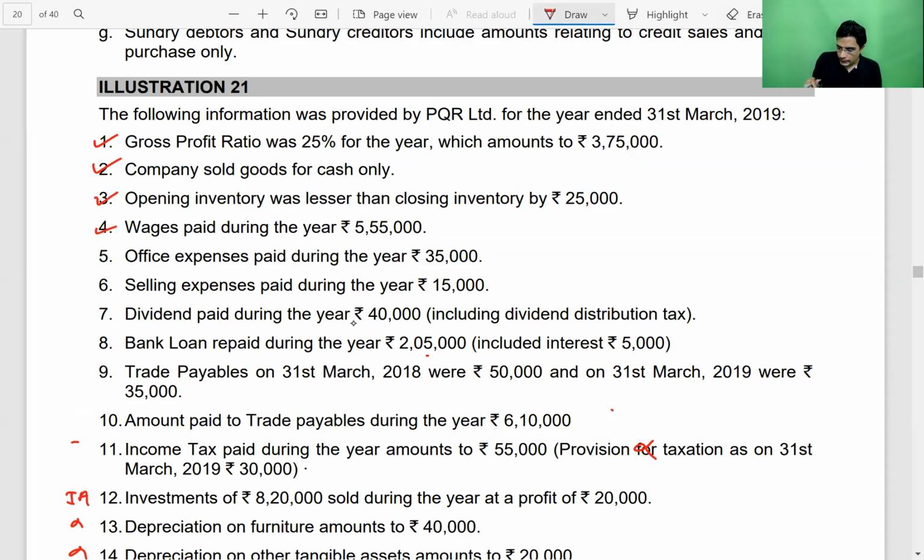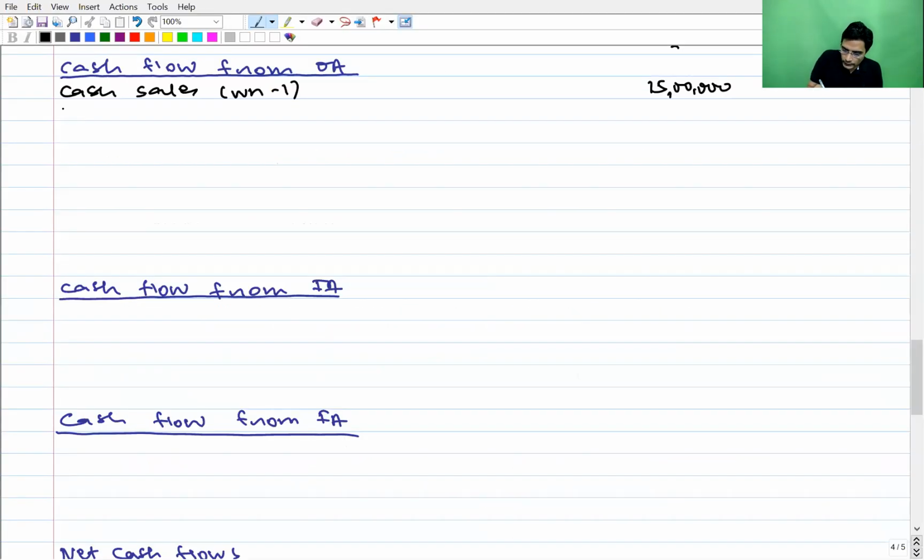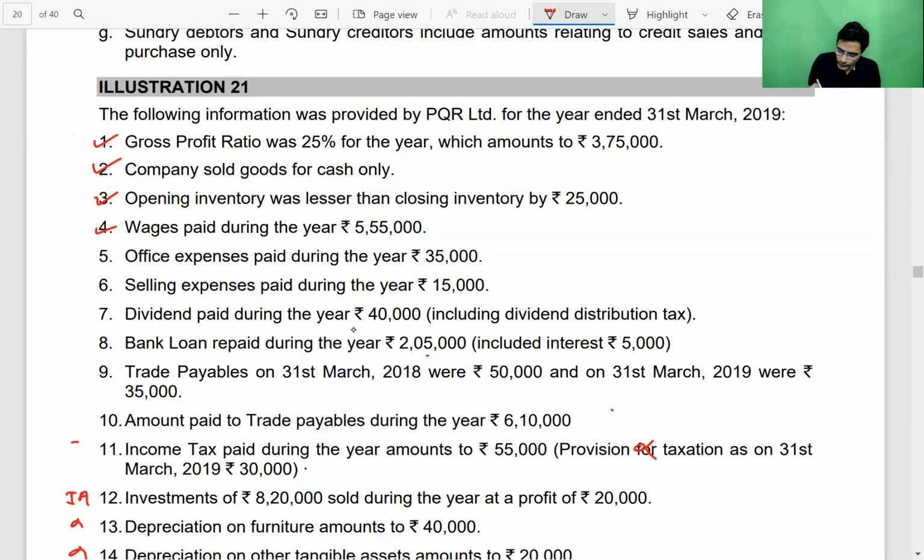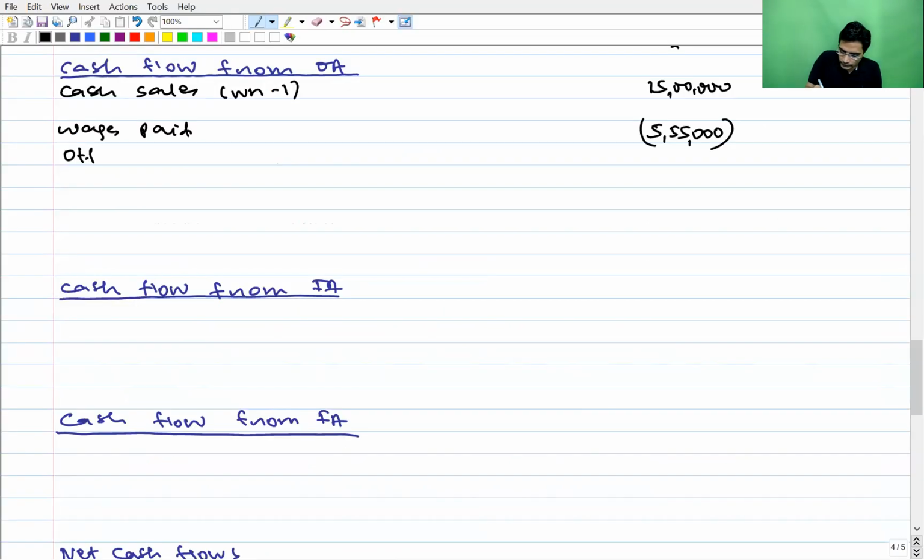Wages paid during the year. It would be recorded in operating activity as a cash outflow. Wages paid is 5,55,000. After wages paid, the next information is office expenses paid 35,000. Office expenses paid 35,000.